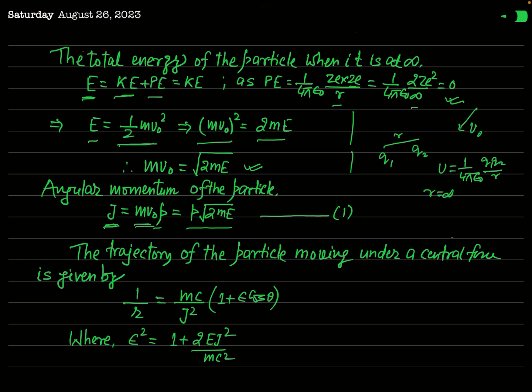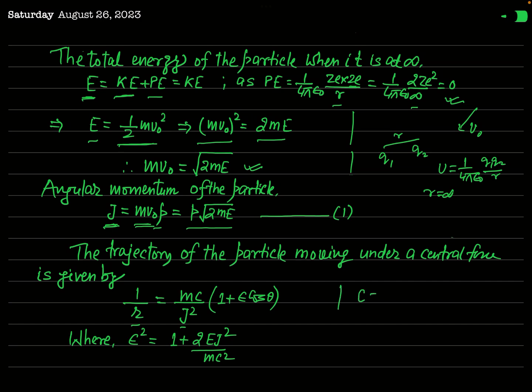Now, as I told you earlier, in my previous video we discussed the trajectory of a particle moving in a central force field. The general result for the trajectory of a particle moving in a central force field, when the particle obeys the inverse square law, is given like this: 1 over r equals m c by J square times 1 plus epsilon cos theta. Here m is the mass of the particle, c is a constant.